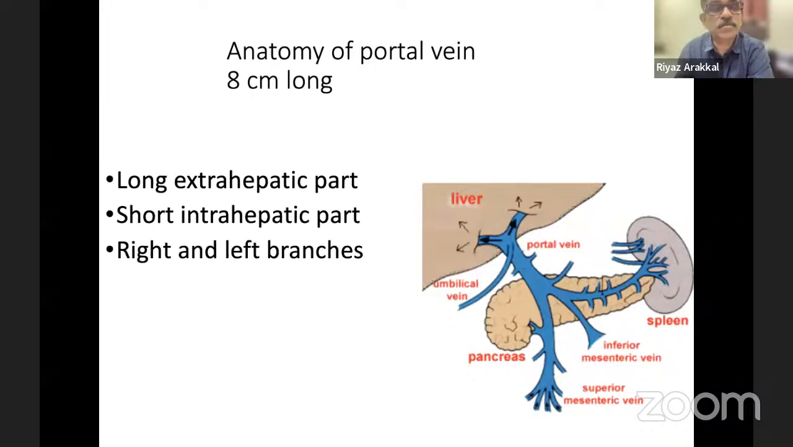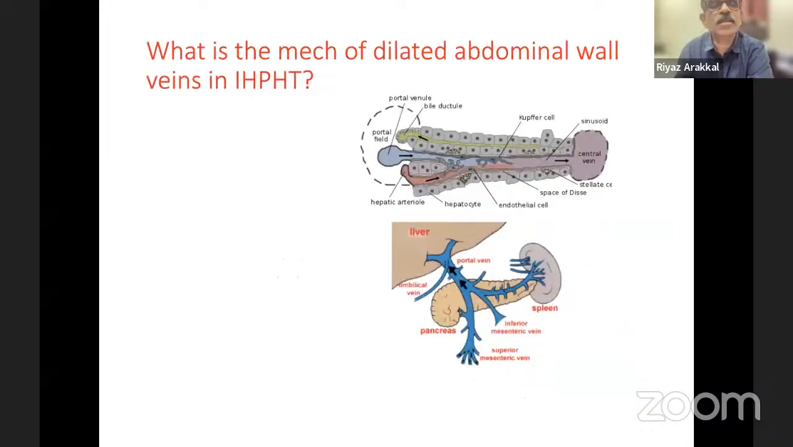Hope it is clear to you. Now, what is the mechanism of dilated anterior abdominal wall veins? We are coming back to that. In cirrhosis, what happens? You can see that these are the sinusoids, and the portal vein is emptying into the sinusoids. In cirrhosis, there will be collagen and fibrous tissue in the sinusoids. The sinusoids will be obstructed. Once the sinusoids are obstructed, what will happen? The proximal pressure will increase, so the portal venous pressure is increasing.